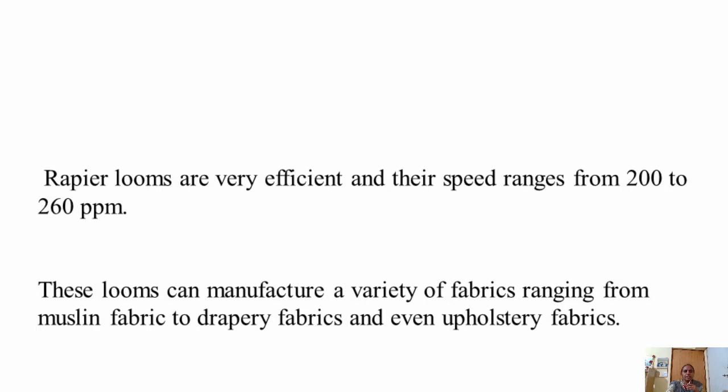Rapier looms are very efficient and their speed ranges from 200 to 260 ppm. Here, for the rapier, what is the speed? That is the picks per minute, 200 to 260. These looms can manufacture a variety of fabrics ranging from muslin fabric to drapery fabrics and even upholstery fabrics. By using this loom, you can produce very light to heavy fabrics.